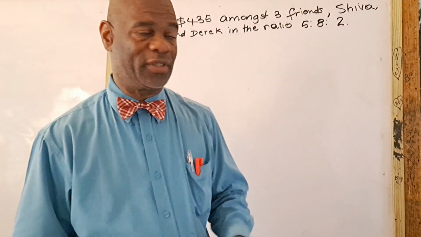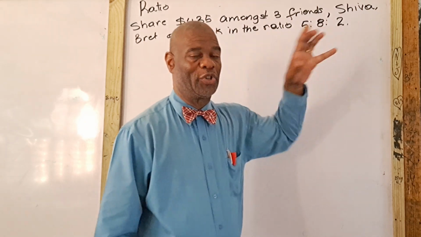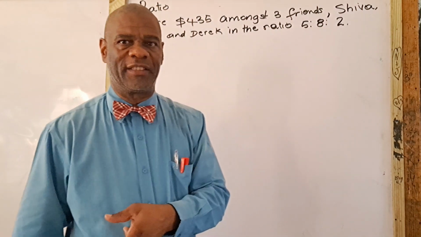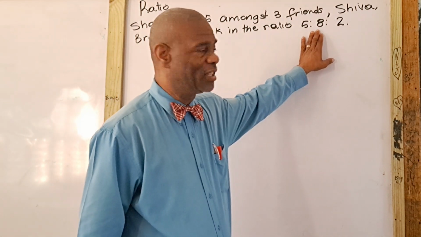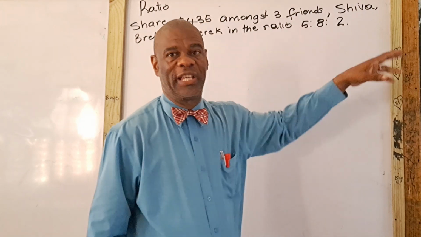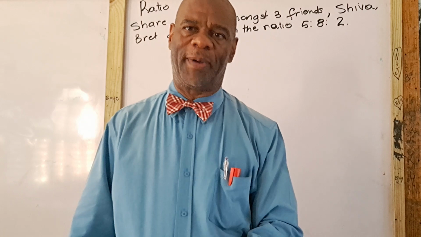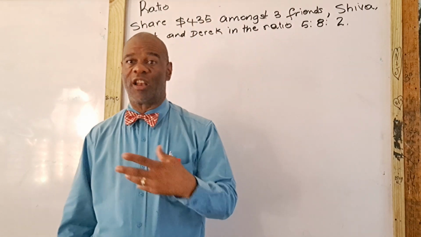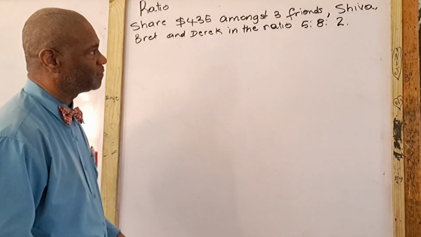So who will get the most? Brett. So Brett will get the most, and Derek would get the least. So in the end, that is what should happen when you look at the dollar value that each person gets. Alright? So let's go and work.